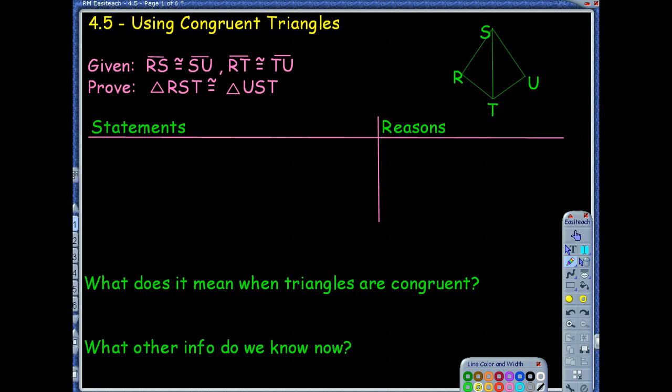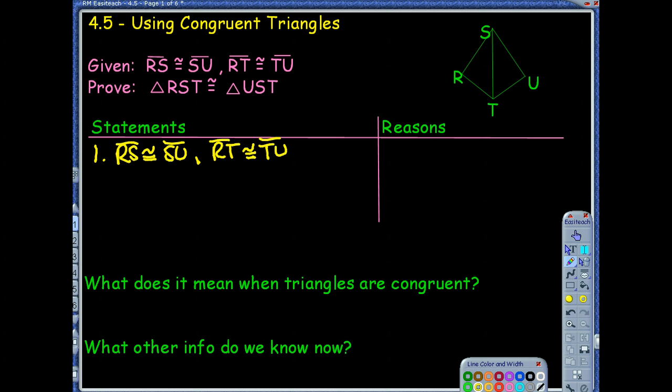So we're going to start off right away with a proof, because you know what better way to start than with a proof. Sounds great. Excellent idea. Okay, so for this first proof, we're going to be proving two triangles congruent. This is basically just a recap of what we've been doing. We currently know, as given information, that segment RS is congruent to segment SU, and we know that segment RT is congruent to segment TU.